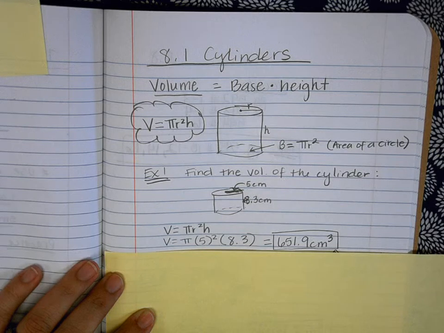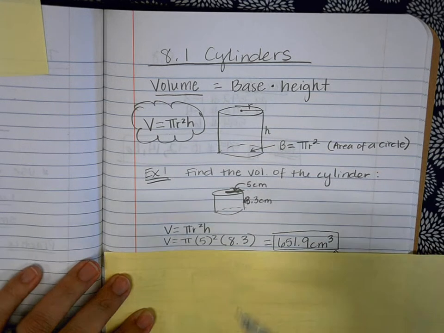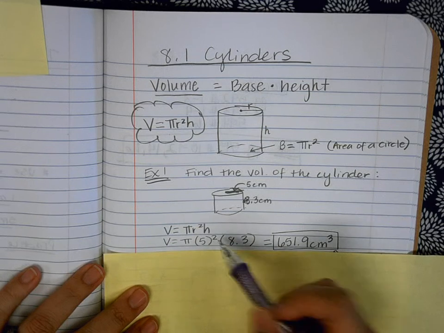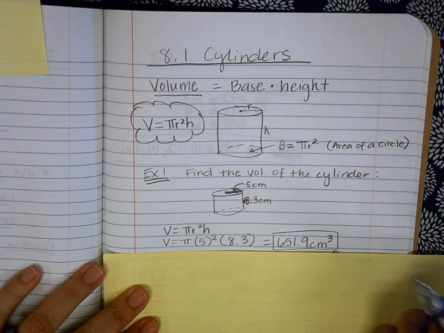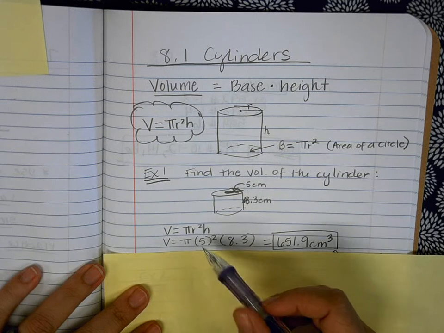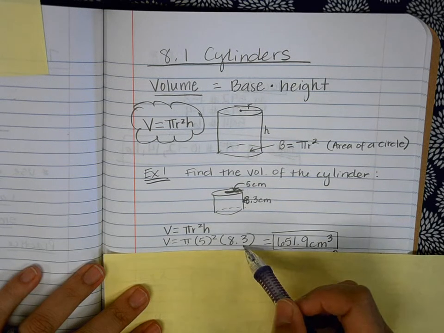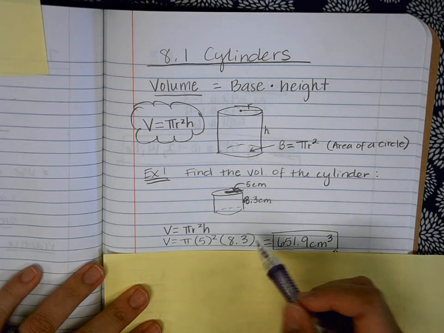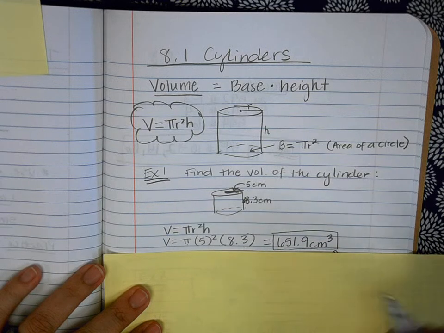Yeah? I got something totally different. What'd you get? 1,884.9555. Okay, so you multiplied something by 5 first. So do 5 squared, which is what? What's 5 squared, everybody? 25. Now take 25 and multiply that by pi, and then multiply that by 8.3. Or you can do 8.3 and then pi. Doesn't matter. But you have to square that number first. And see now if you get it.